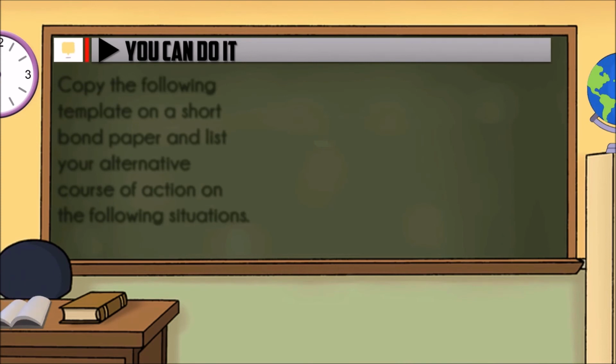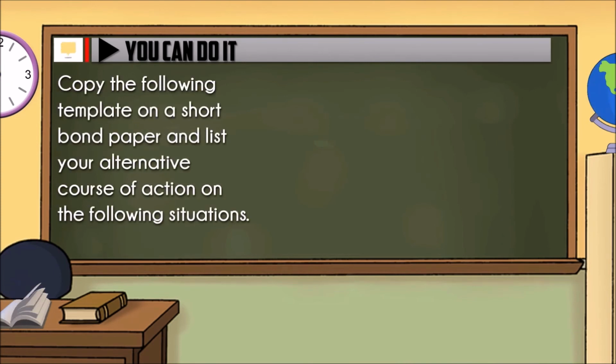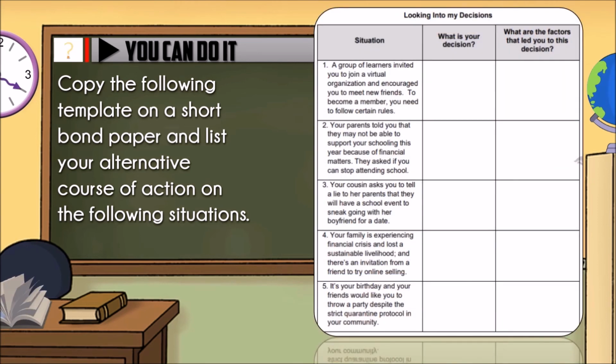You can do it. Copy the following template on a short bond paper and list your alternative course of action on the following situations.